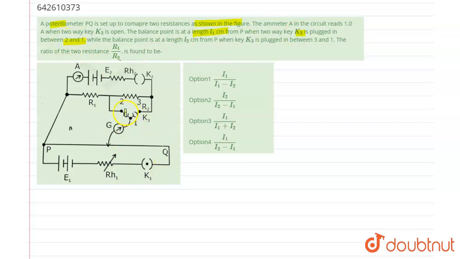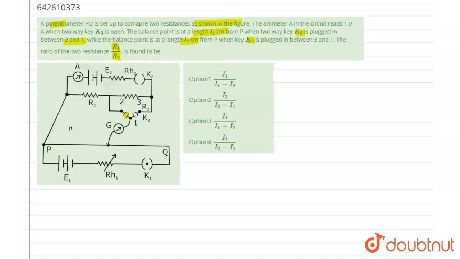So when we plug K3 between 2 and 1, the balance length is L1. While the balance length is L2 centimeter when we plug K3 between 3 and 1. Okay, so in that condition, balance length is L2. Then we have to find the ratio of R1 and R2 in form of length L1 and L2.